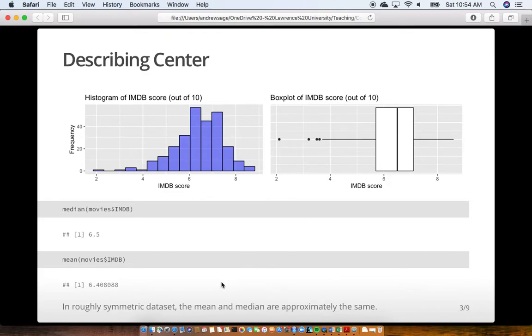We'll use R to calculate the mean IMDb score, and that comes out to be about 6.41. In this instance, the mean and median are very similar. In a distribution that is roughly symmetric, as is the case with IMDb scores, the mean and median will be about the same.